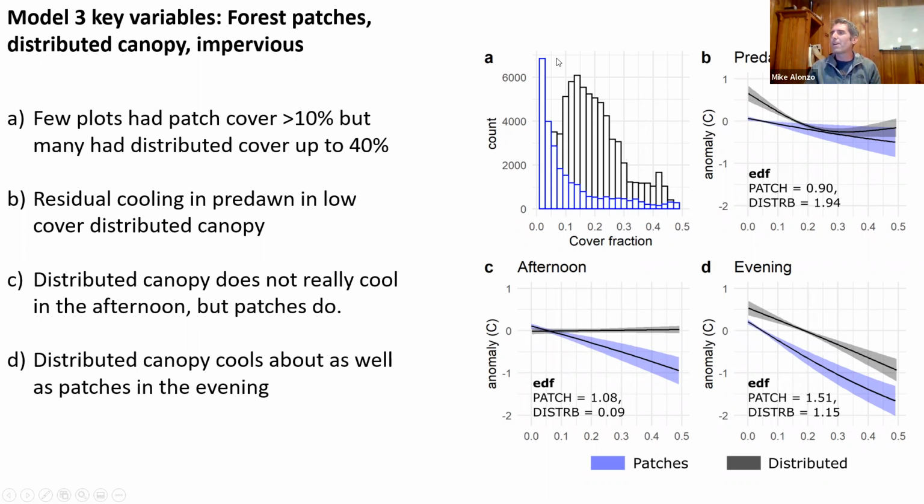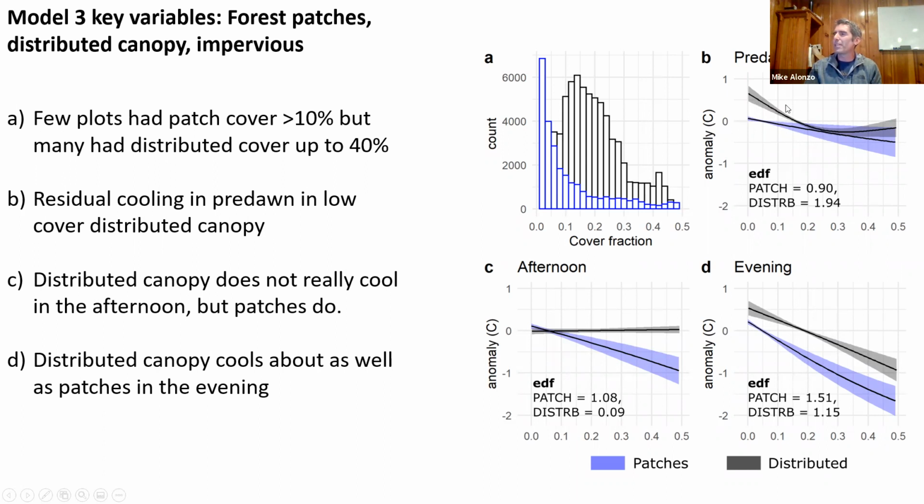So most of our temperature measurements did not have much cover by patches. Unless you're near Rock Creek Park or Fort DuPont Park, there's not a lot of patch cover. Whereas with distributed canopy, there are a lot more locations that could get you out to almost 50% cover. So it's a much more evenly spread out type of canopy, by definition. Letter B shows you the cooling effects in the pre-dawn hours from both of these.